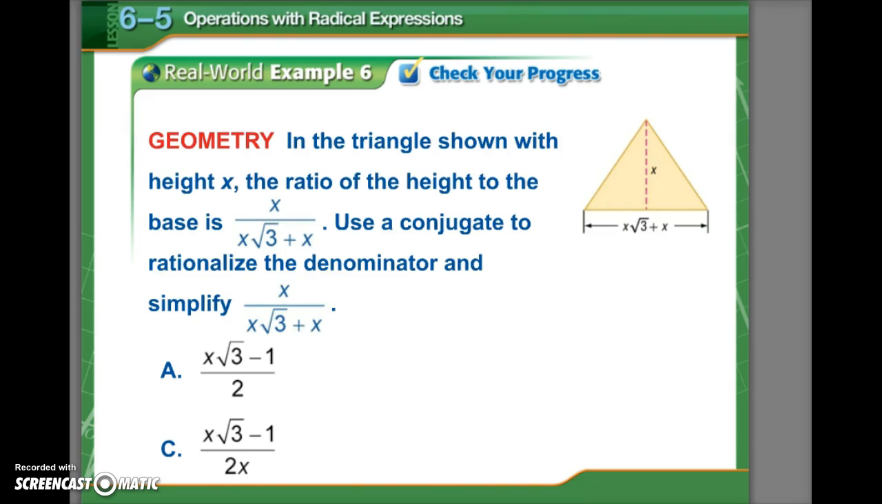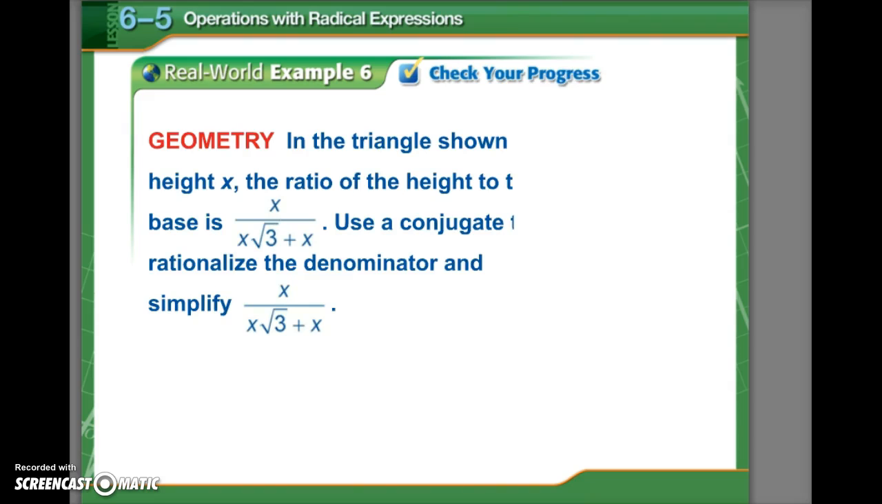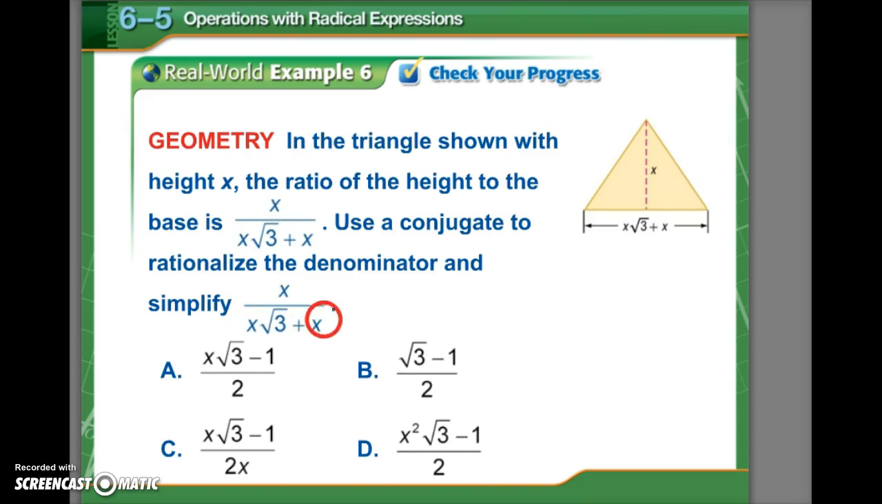So here's a real-world example for you guys. Check your progress. We have this fraction this time, and you're going to need to use the conjugate to rationalize this. So pause the video as long as you need. When you have your answer, come on back and go to the next slide. Okay, our answer for real world number 6 is B, root 3 minus 1 over 2.